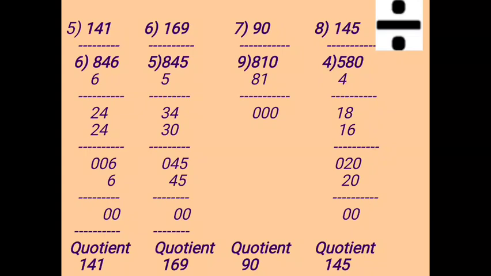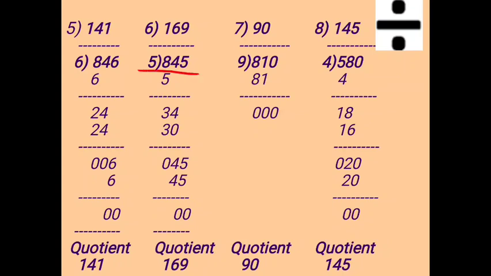Then subtract it. So subtract 24 minus 24. You will get the remainder as 0. Then bring down the next number, that is 6. So you all know 6 ones are 6. Now again you are going to subtract it. So your remainder will be 0 and your quotient will be 141. Now we'll go for the next problem.